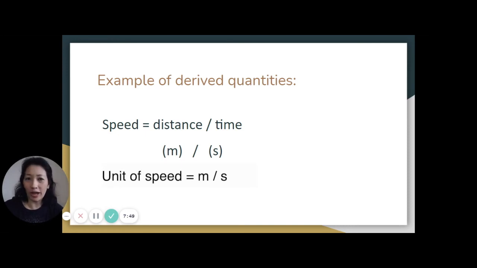So I hope you have found this video helpful in doing an overview of physical quantities as well as base and derived quantities.